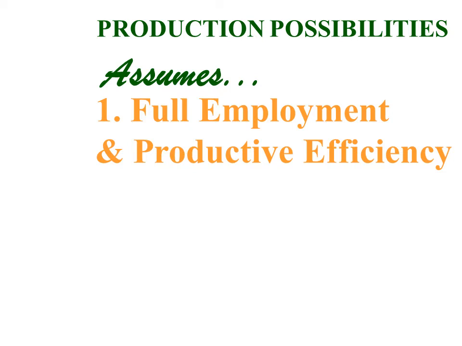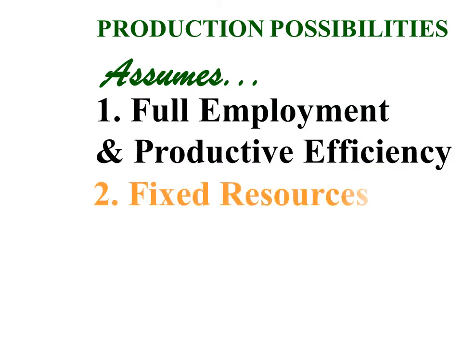The second assumption of all production possibility frontiers is that for the time being we have fixed resources. Fixed resources both in quantity and in quality. Of course, in the future we'll find more natural gas or we'll improve solar energy or something like that, but for now we have fixed resources.